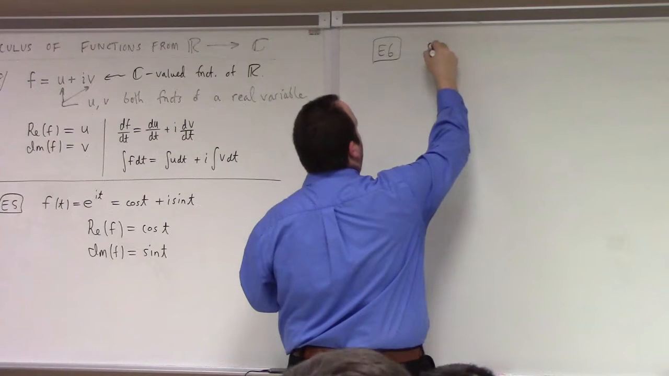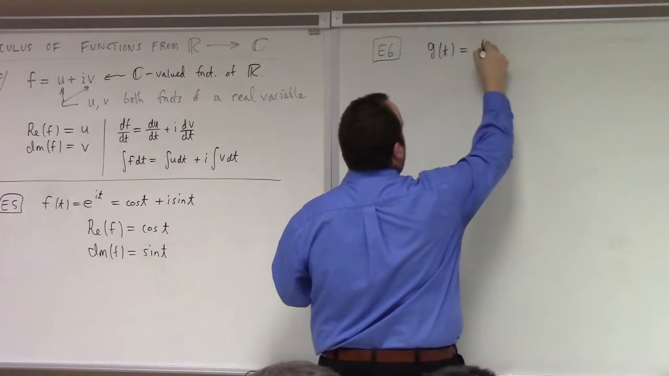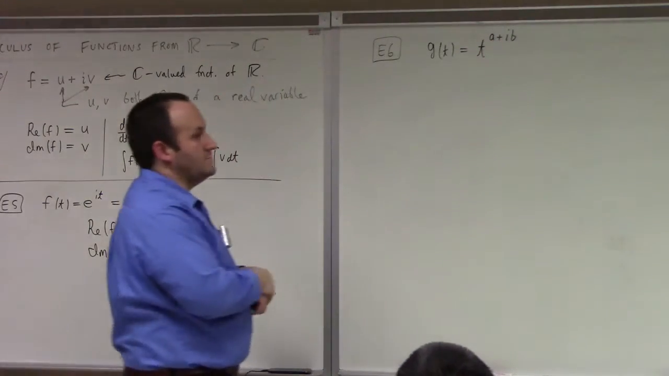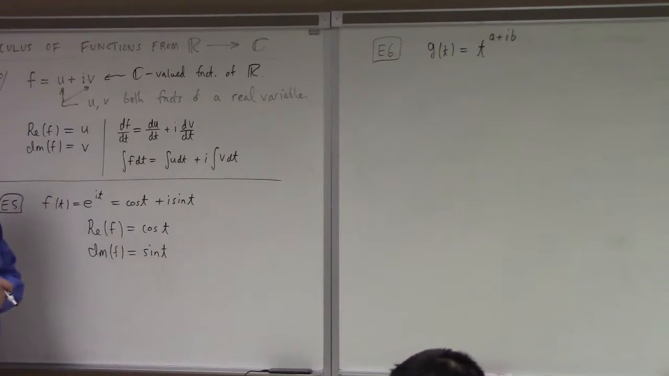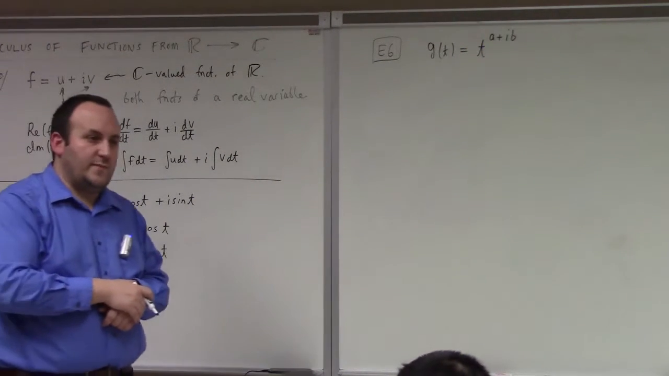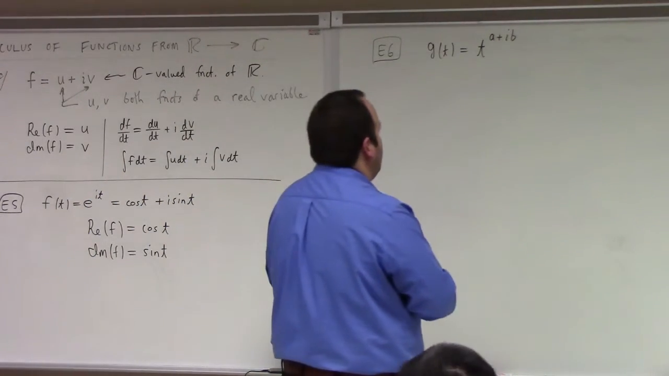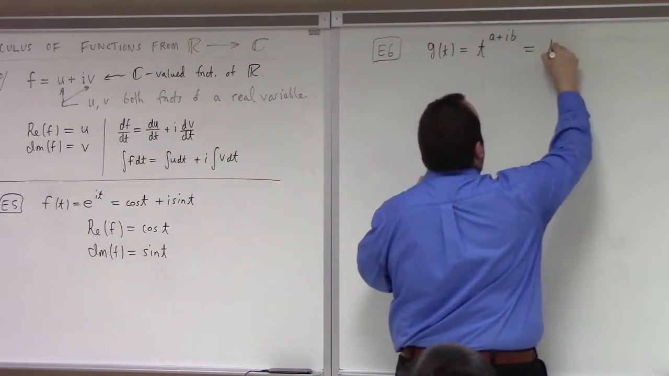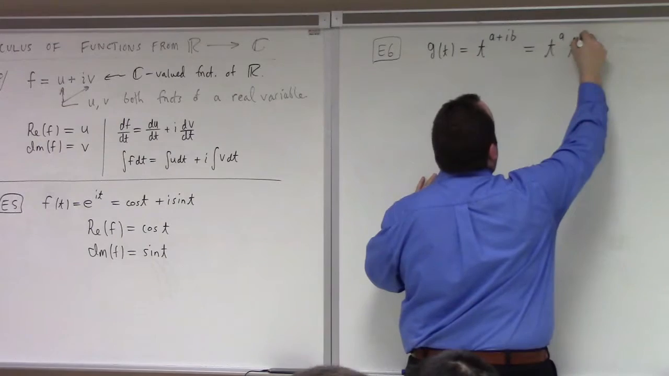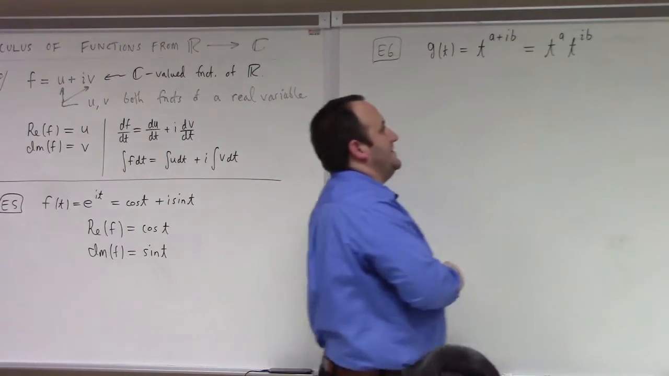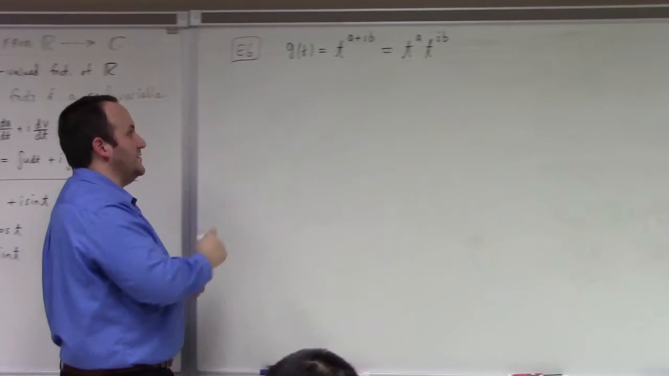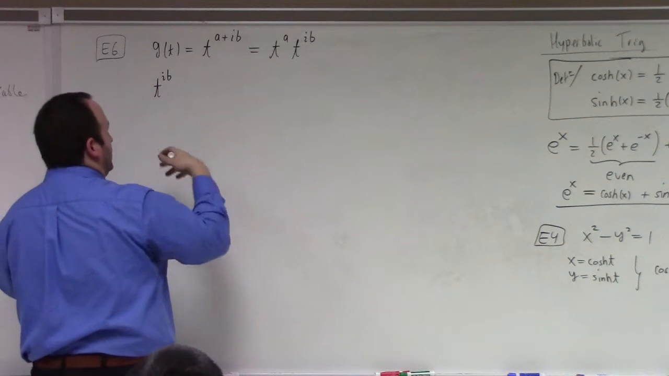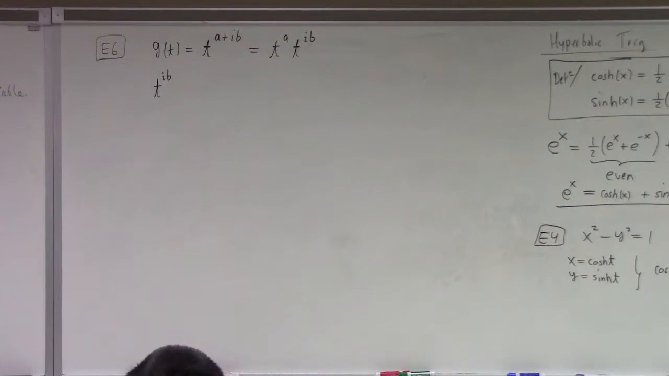Here's another one. Let's say g of t equals t to the a plus ib. What should this mean? I'm going to tell you what it means. In other words, I'm saying t to a complex power. That's a little bit weird, right? But here's how it goes. That's actually t to the a, t to the ib. But then we have to make sense of what t to the ib should mean. Let me show you how we do that. What I'm showing you right now is basically just a heuristic. What I'm going to come to at the end of all this is just the definition of this function.